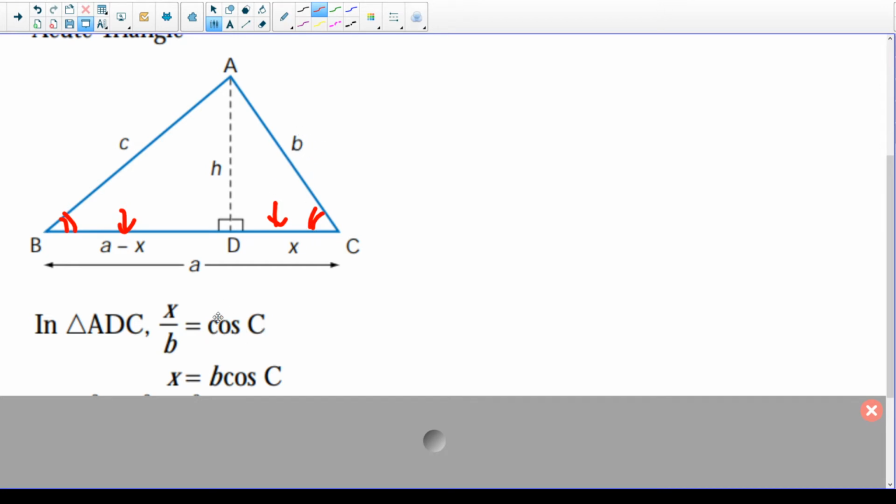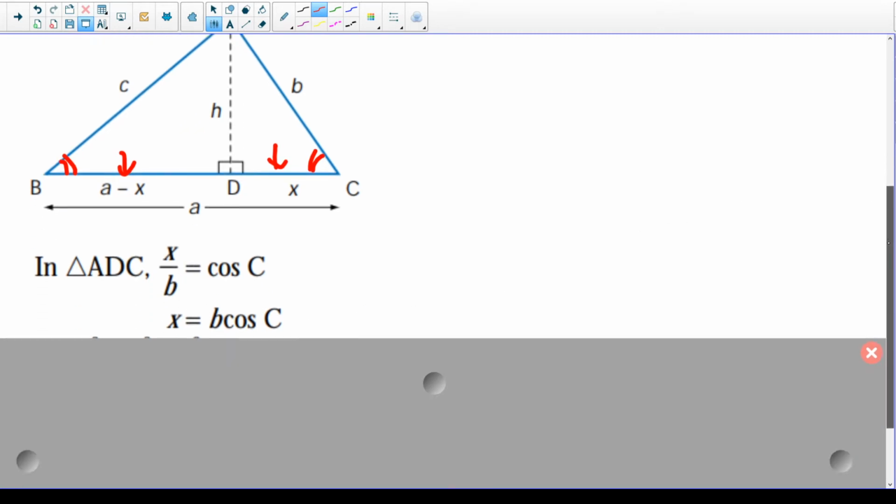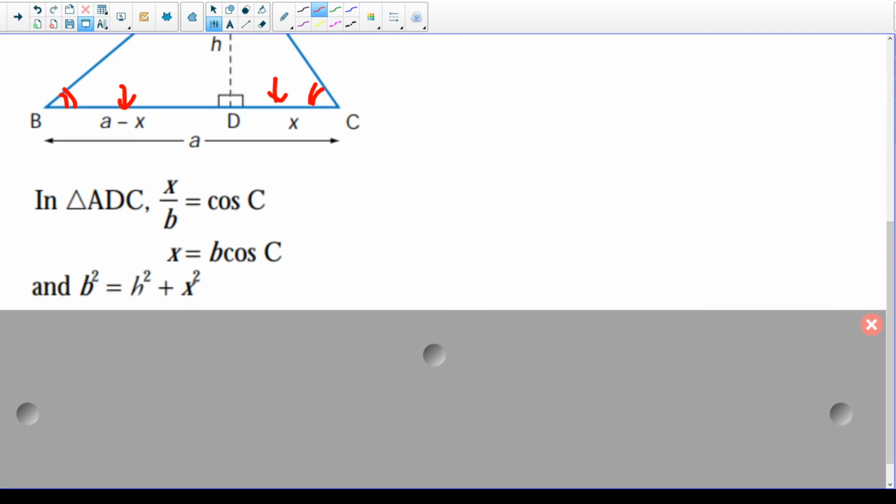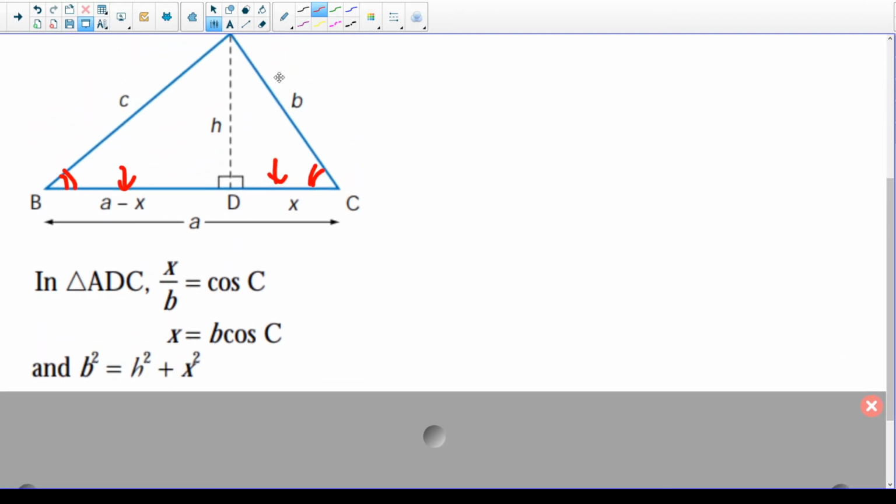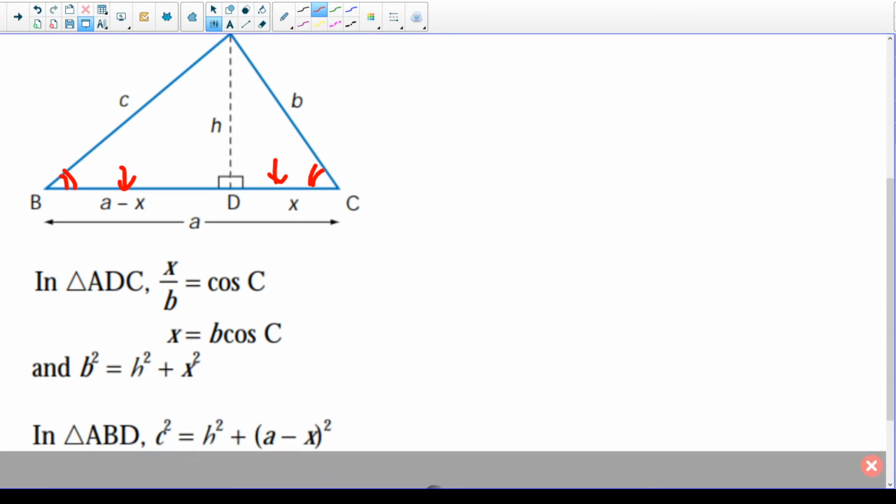Okay? So cosine C is equal to x over b, which is going to allow us to isolate x equals b cosine C. We're also going to write the Pythagorean theorem for that triangle. So the hypotenuse squared is equal to h squared plus x squared. All right? Then we're going to move over to triangle ABD, the bigger right angle triangle, and set up the Pythagorean theorem. C squared is equal to h squared plus a minus x squared.